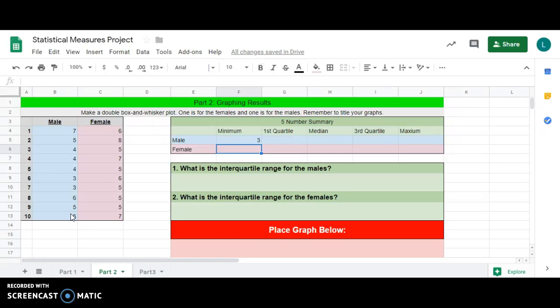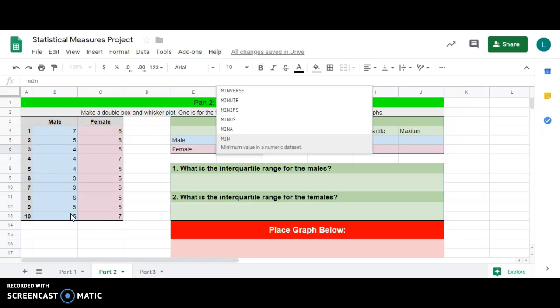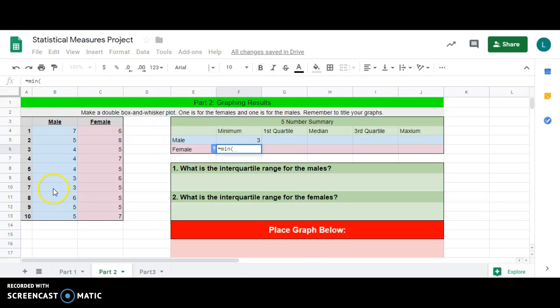So let's do that one more time, only this time it's going to be for females. So we enter min, parentheses, highlight the female's data set, parenthesis, enter. So the smallest I have for females is 5, which if you actually look at your data, you can see that both of those are very accurate.